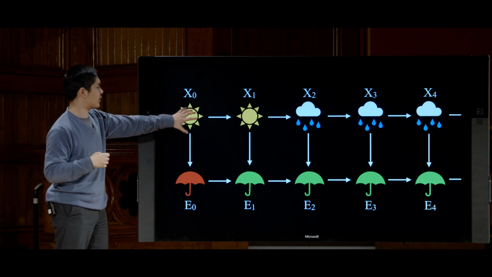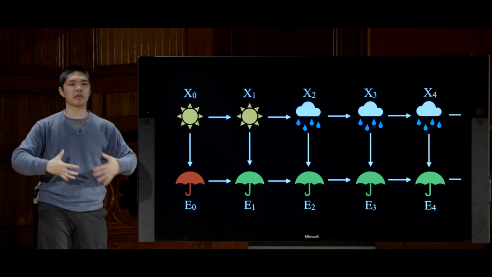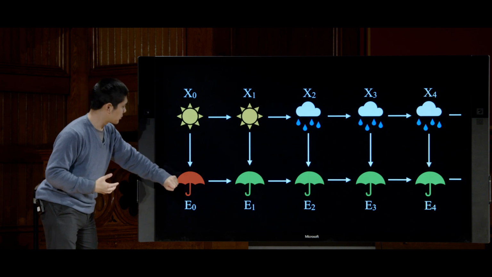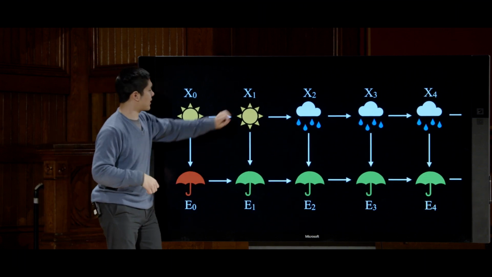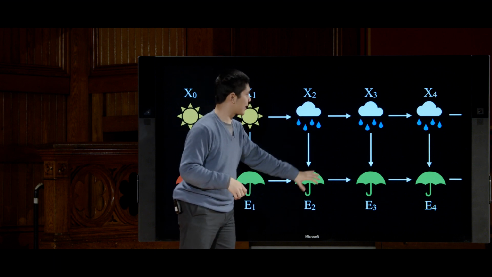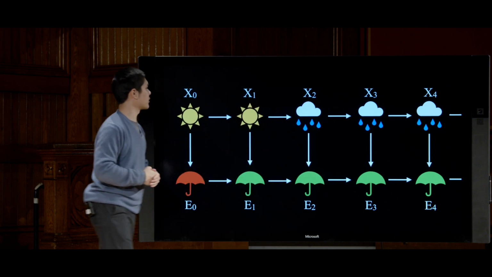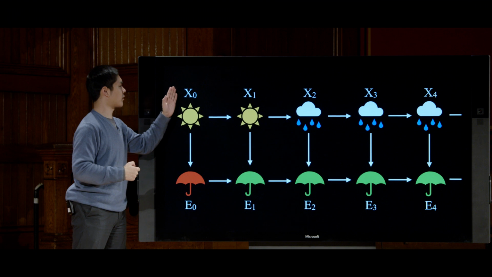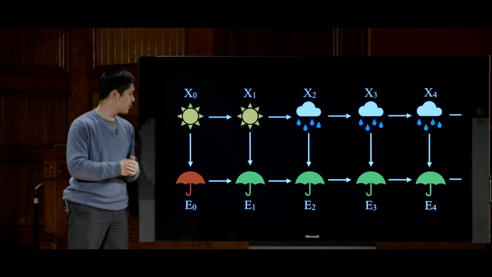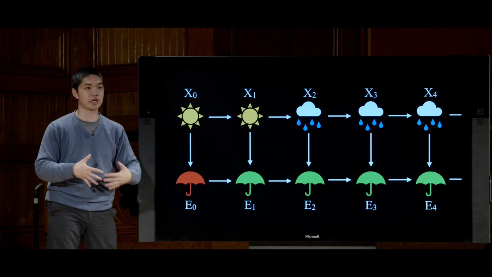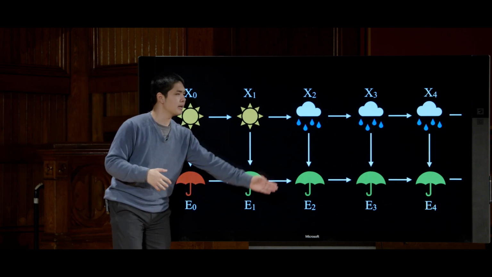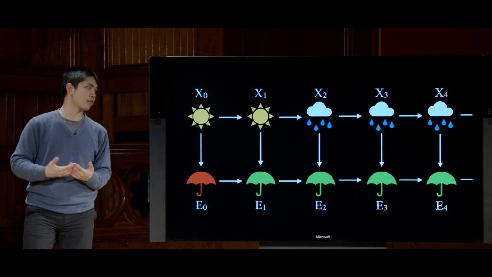But each of these states produces an emission, produces an observation that I see, that on this day it was sunny and people didn't bring umbrellas. And on this day it was sunny, but people did bring umbrellas. And on this day it was raining and people did bring umbrellas, and so on and so forth. And so each of these underlying states, represented by X sub t, for X sub 0, 1, 2, and so on, produces some sort of observation or emission, which is what the E stands for: E sub 0, E sub 1, E sub 2, and so on.